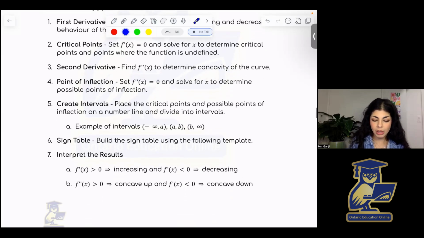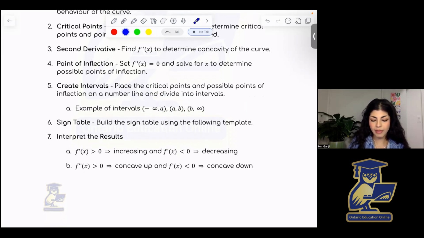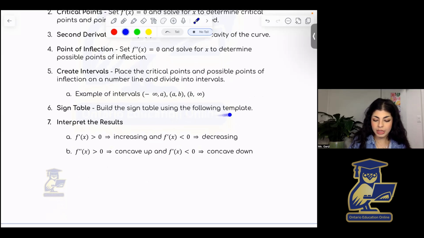Then we test the first and second derivative for those intervals that we've created based on critical points and points of inflection. And again, these are used to divide your table into the intervals. So for example, if we have A and B, which could be critical points or possible points of inflection, this is how our table would be split up. And then you are building your table, and I have included a template here for you.